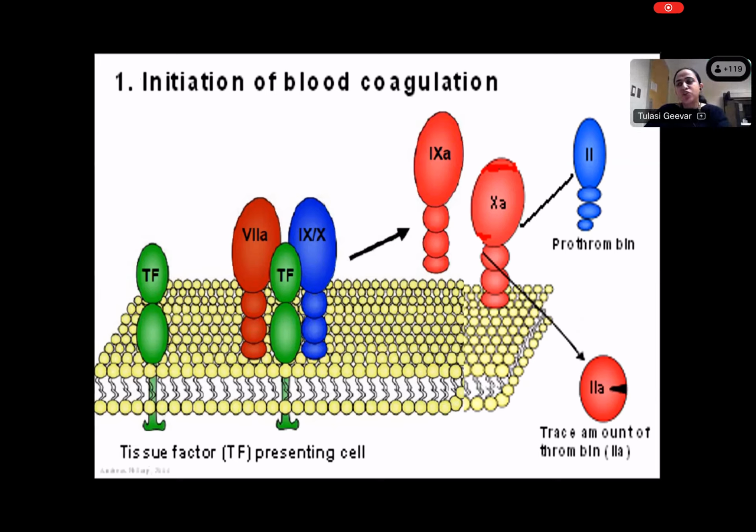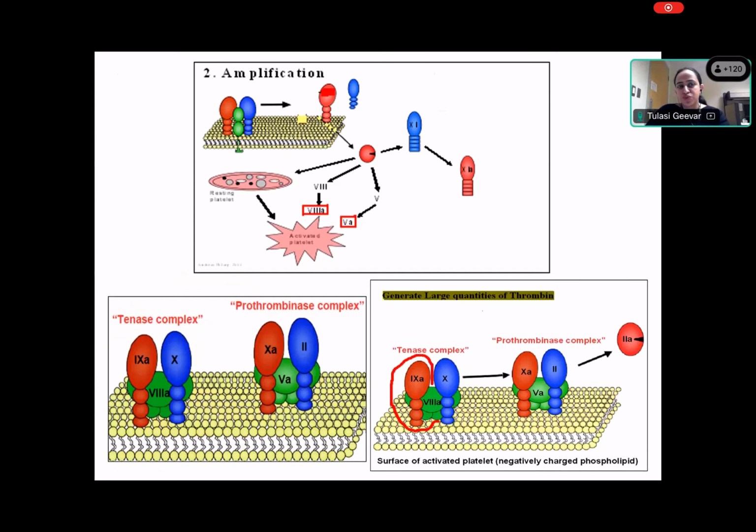I would compare thrombin to a spark in a matchstick, which is igniting the fire for the further coagulation process. So the next step is the amplification step. The small amount of thrombin formed in the initiation step is going to activate 11. It is going to activate the cofactors 5 and 8, and it is going to activate platelets.